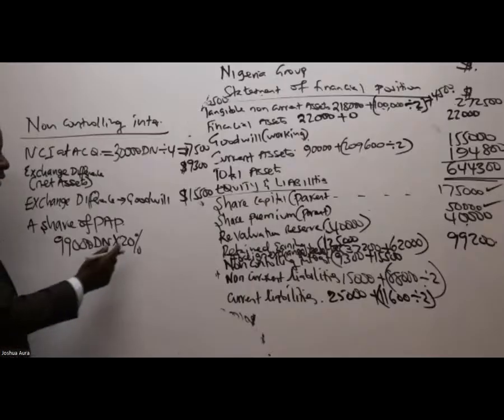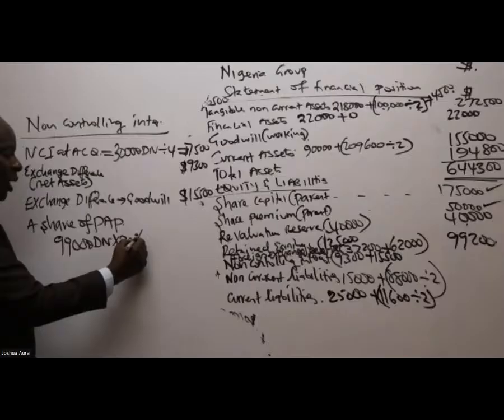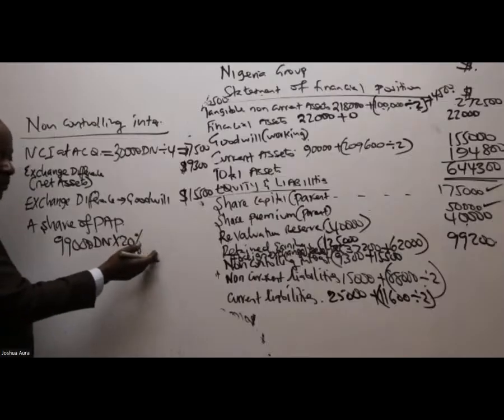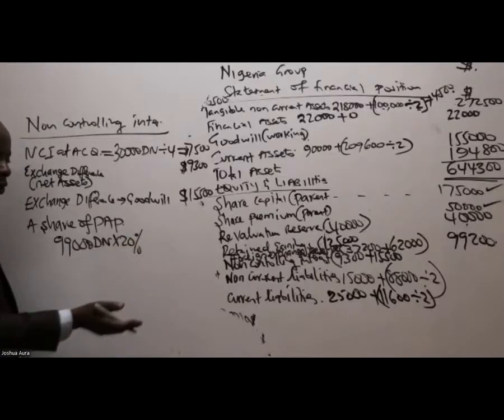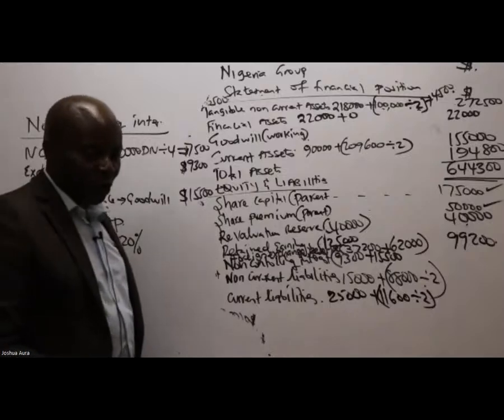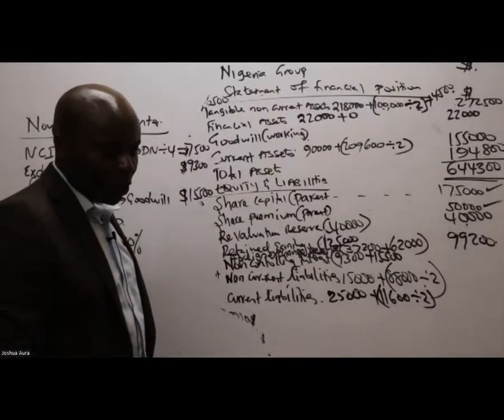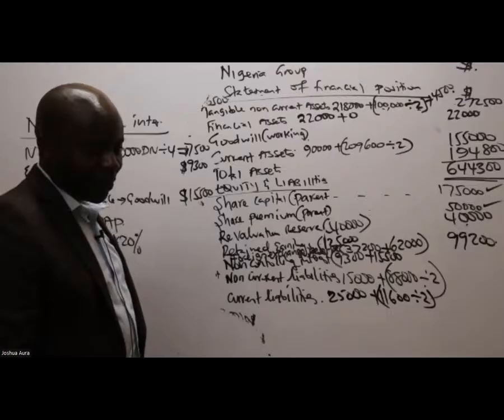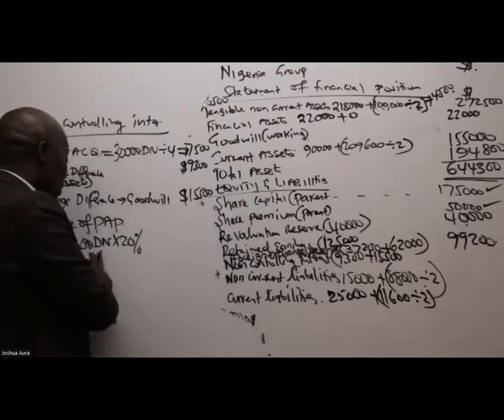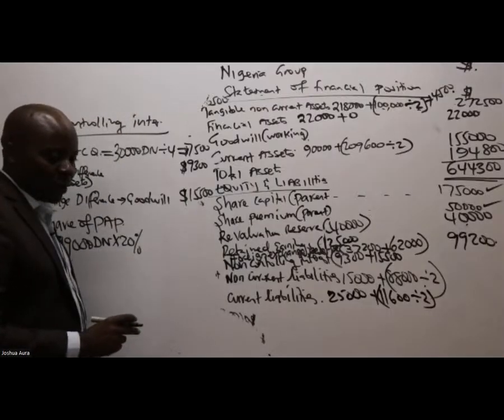Can somebody in this case give me the translation rate? Should I use 4 or 2? What should I use here, somebody? In this case, for this PARP, should I use 4 or 2?